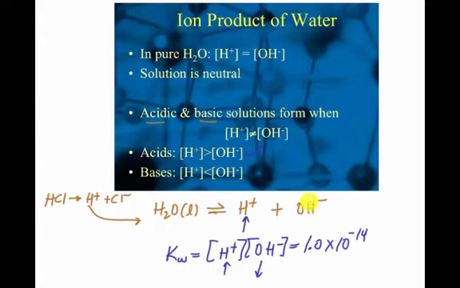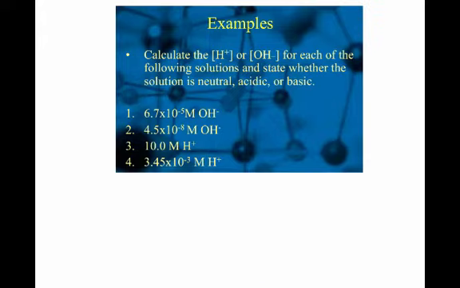And if I added more hydroxide, then the opposite would happen. This would go up and this would go down, and that's what we would call a base. So what we can do is use this to figure out the concentration of hydrogen ions and hydroxide and determine if something's acidic, basic, or neutral. So let's take a look at number 1. What I want to do is calculate the hydrogen or hydroxide.